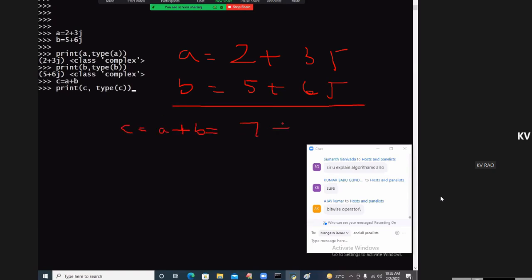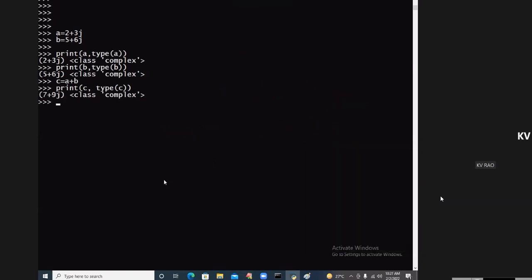Real part 7 plus imaginary part, and you can also have minus, you know that mathematics. So 7 plus 9j, I'm just applying here. You can apply C is equal to A minus B. You know what is happening: 2 minus 5, minus 3j minus 6j. You know the subtraction for it.